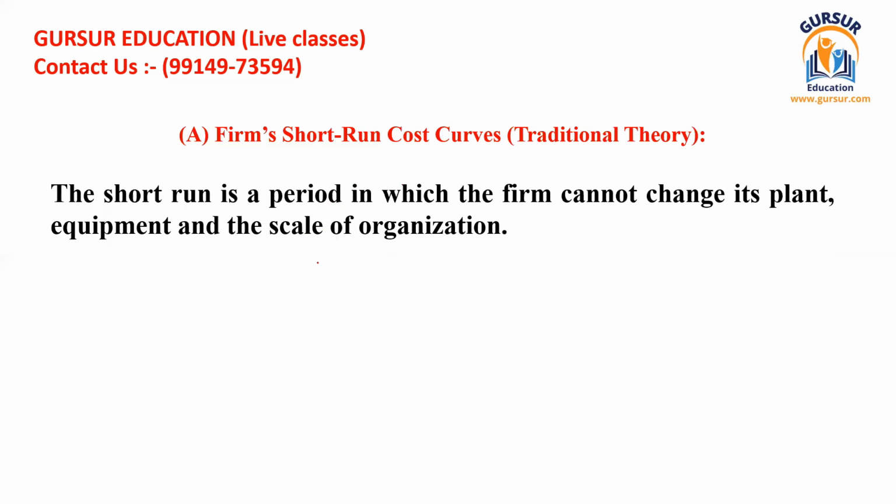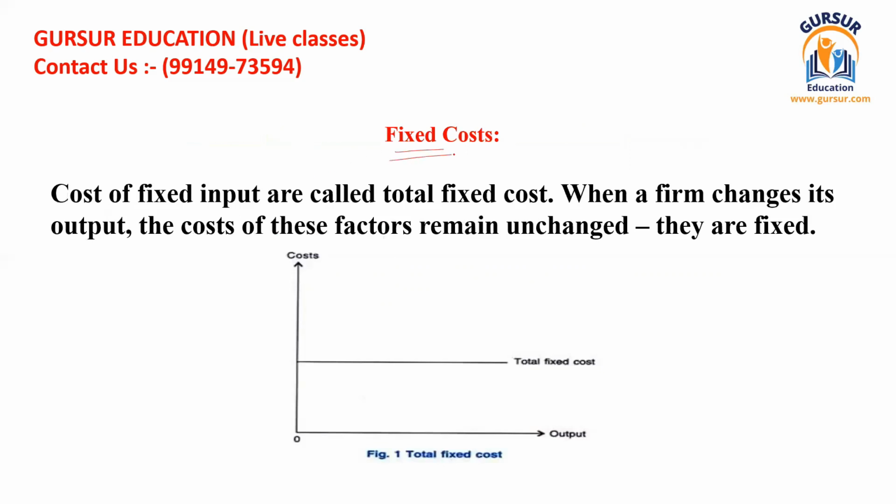So now I'm going to explain to you one by one all the cost curves covered under the short run. The first is the fixed cost. It remains fixed. These are like salary of the employees. You have to pay that. Sometimes rent, you have to pay that.